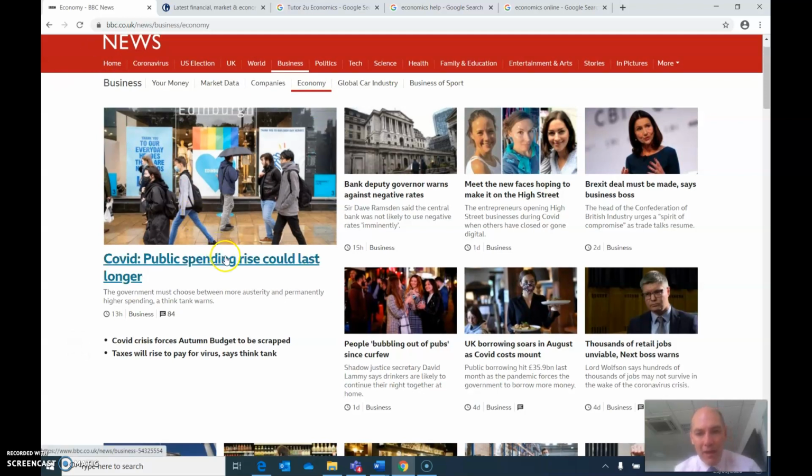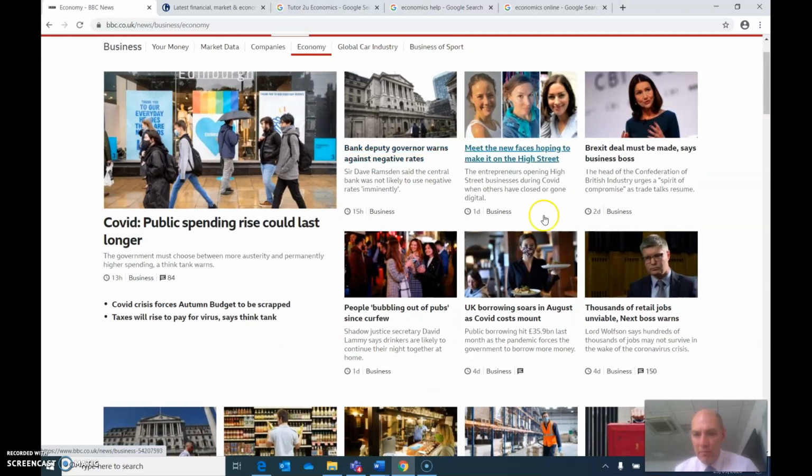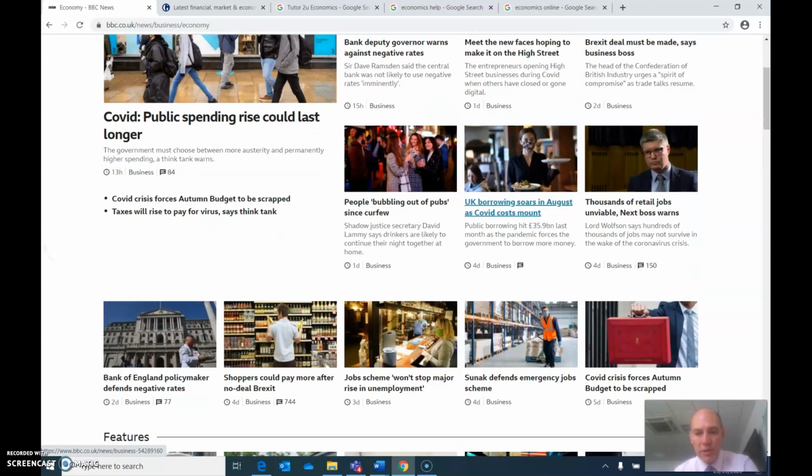So for example, public spending might rise because of COVID. Try and find out the details. There's something weird about negative interest rates here. So negative interest rates, someone's going to pay you to borrow money. That's effectively what that means. So some of you might be interested in this one. Borrowing is soaring because of COVID costs. Well, surely that's going to mean there's an opportunity cost associated with this.